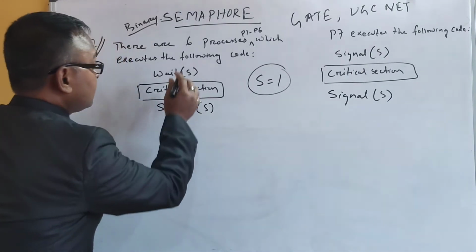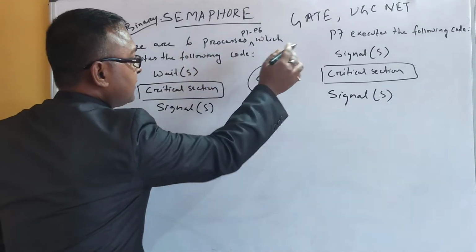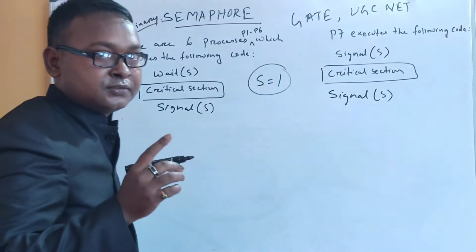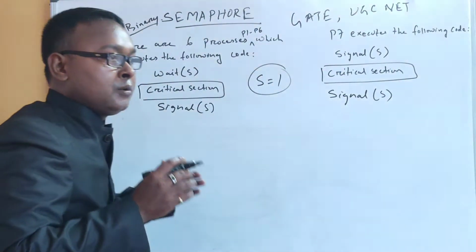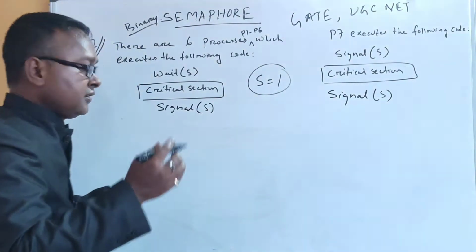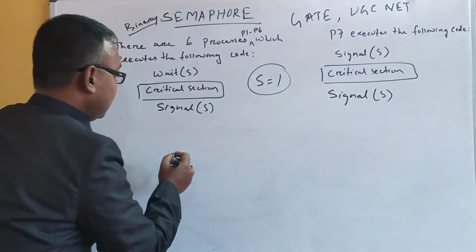So how many processes are we having? Process P1 to P6 and P7. Total 7 processes we are having. So at a given point of time, how many maximum number of processes can enter into the critical section? That is our question, right?